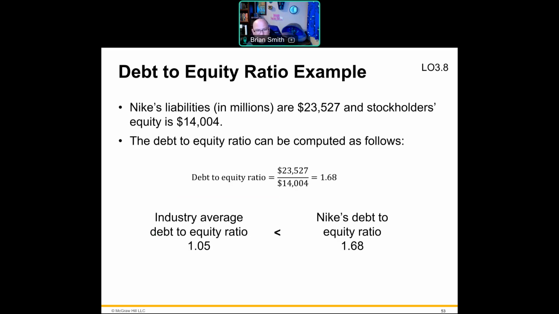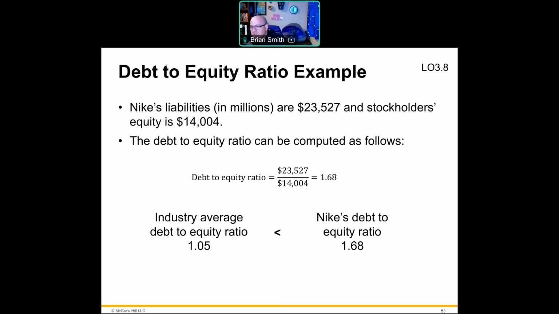That means for every $1.68 of debt we have $1 of equity. So that could be good. That could be bad. It really depends on your capital structure. Some people like, or the industry itself needs more debt. Sometimes the industry doesn't. But when we look at this industry, it looks like the industry average has it at 1.05. That's more of a healthy situation.